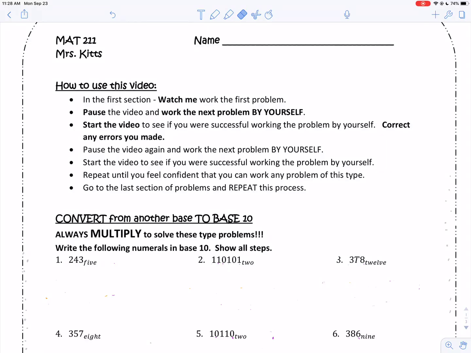In this video, you will be working more problems converting from another base to the base 10 system. To use this video, I want you to watch me work the first problem, then pause the video, work number 2 all by yourself, then watch me work it and correct any errors you make. Then pause it and work number 3, then watch me work number 3. Continue on until you feel very confident in converting from any other base to base 10.